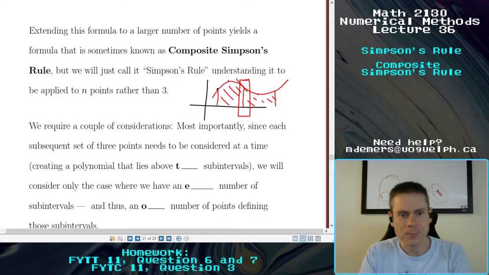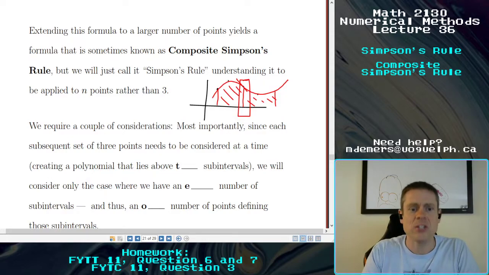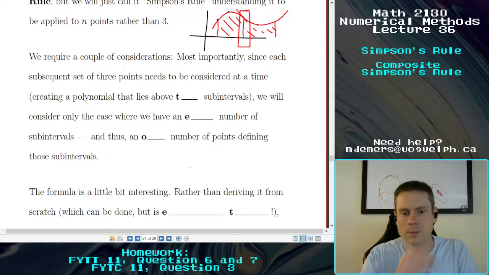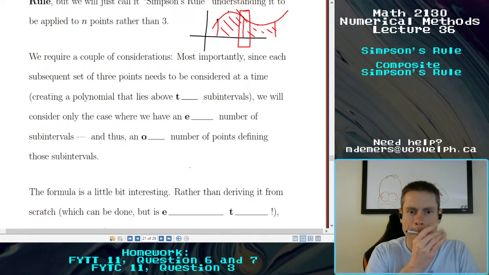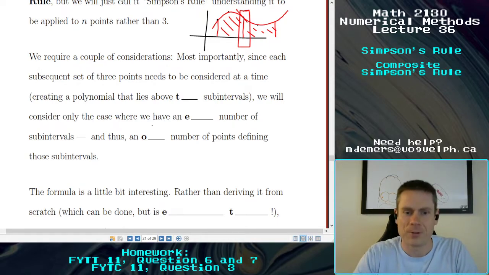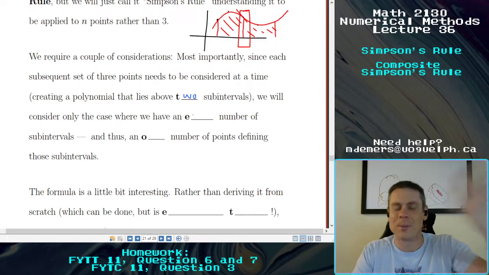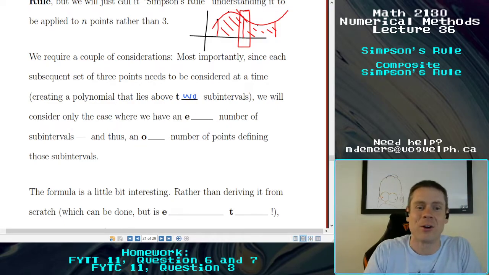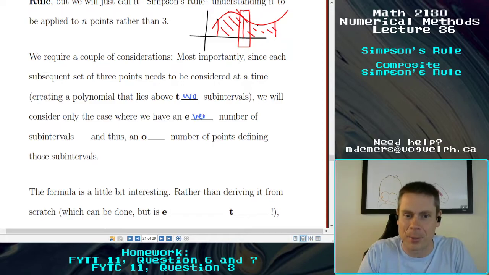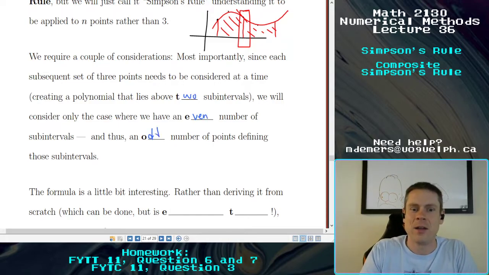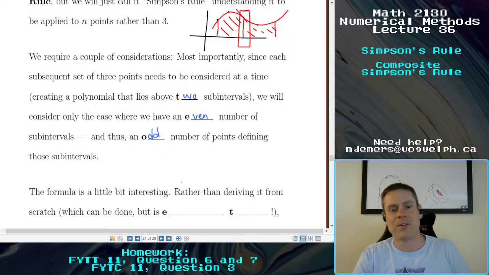So let's fill in some of these blanks. Each subsequent set of 3 points needs to be considered at a time, creating a polynomial that lies above, what goes here? Oh, 2 subintervals, each one, exactly. Each parabola has to exist above 2 subintervals, as we saw. We will consider only the case where we have an even number of subintervals, as I said, defined using an odd number of points defining them.